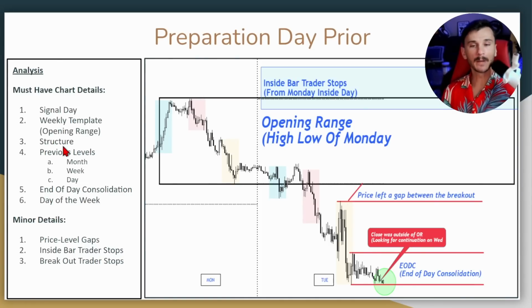I'm going to look at my structure. So for example, this day closed down here, and we have a high, and we have a low. And we have basically a structure within a structure giving us our end of day consolidation. So I will mark off those levels. That way, when I come into the next day, I can see what the market does in relationship to those levels.